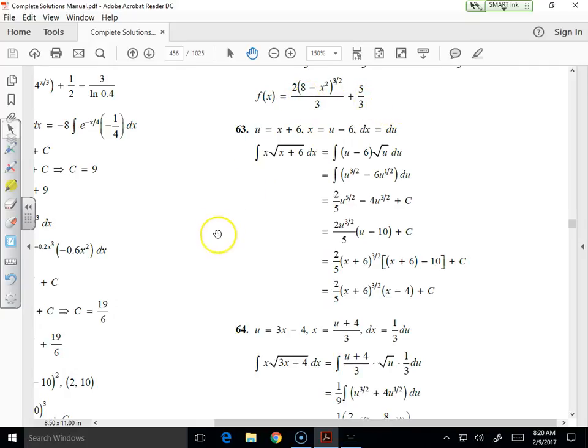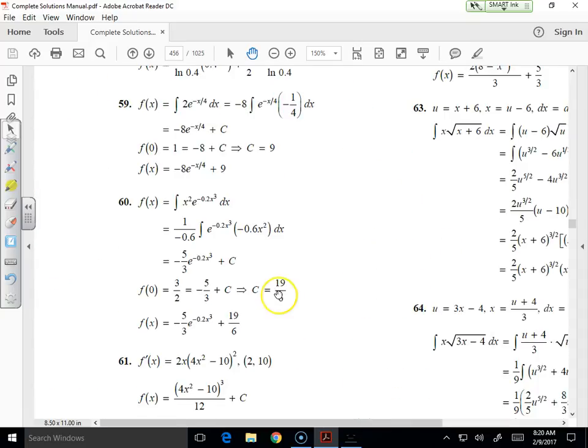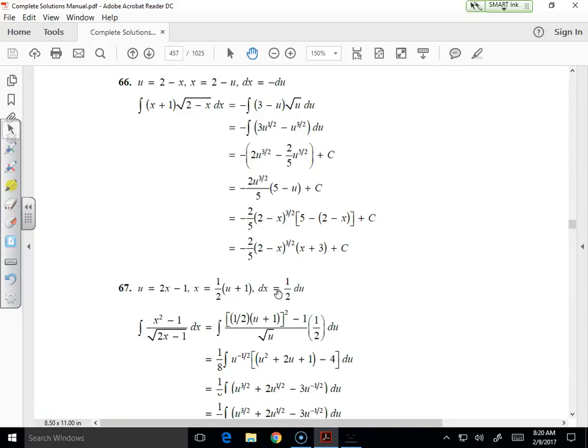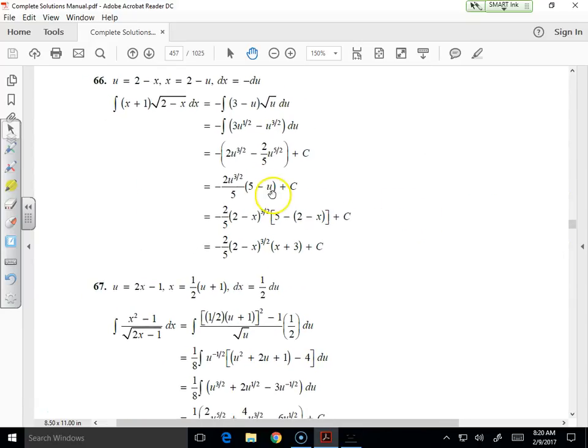Remember the next one? 66. You guys have the final answer? Remember, get the answer first, and then if you have time, go get the work. Final answer on 66. Negative 2/5 times 2 minus x to the 3/2 times x plus 3 plus c. Remember, this is the AP version, right? Do you see the original version that some of you might have gotten and then stuck it to the man?